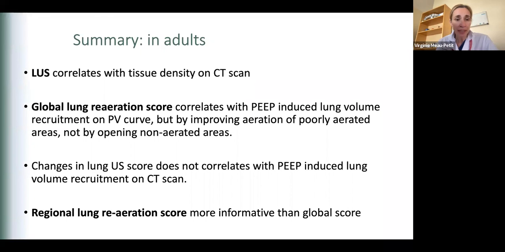So to summarize, in adults, we have a good correlation between the lung ultrasound score and the tissue density on CT scan. The global lung aeration score correlates with PEEP-induced lung volume recruitment by PV curve, but mainly by improving aeration of poorly aerated areas, not by opening non-aerated areas. And the change in lung ultrasound score does not correlate well with the PEEP-induced lung volume recruitment on CT scan.